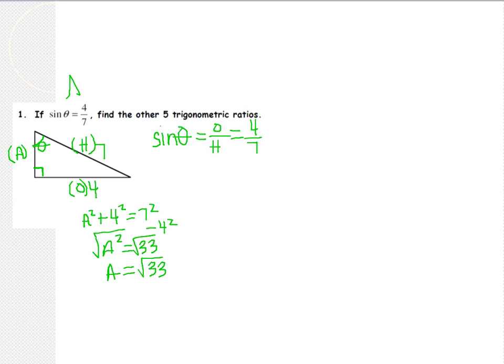Now I'm going to put a little note here. We want exact values. So if you put the square root of 33 in your calculator, you'll get a decimal, and we don't want a decimal here. And if I think about it, there are no perfect squares that go into 33, so I cannot reduce that as a radical. I'm going to keep my adjacent side as the square root of 33. So we want exact values here.